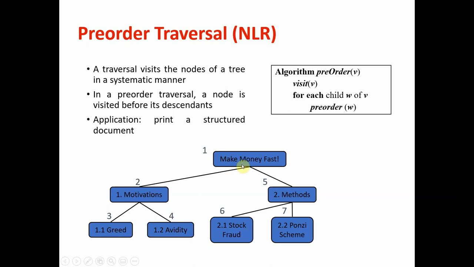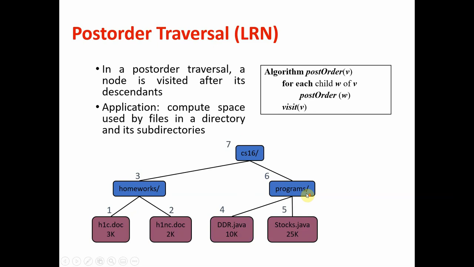Now we visited all the nodes in the left subtree of the root. We can go through its right subtree. So we start from this one. We visit this one, we display this one. We go through its left subtree. So we did node, then left, now we do right. So in the pre-order traversal, we go 1, 2, 3, 4, 5, 6, 7.